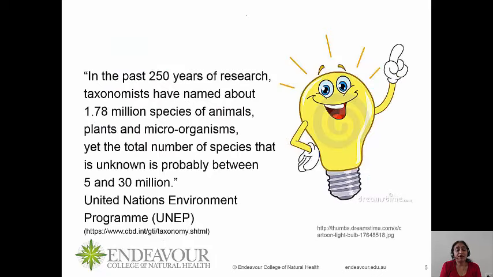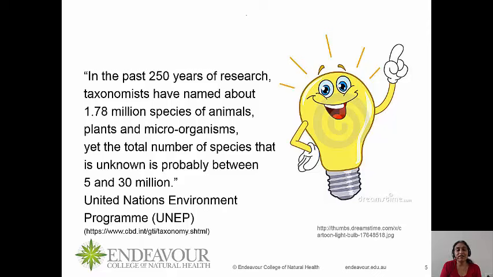Now, in the past 250 years of research, taxonomists have named about 1.78 million species of animals, plants, and microorganisms. Yet, the total number of species that is unknown is probably between 5 and 30 million. Now, this is something quite interesting, at least I find it quite interesting, because there's so many species still undiscovered. That means it's still not been named. We have no idea where they fit into the hierarchy. So keep this in mind.